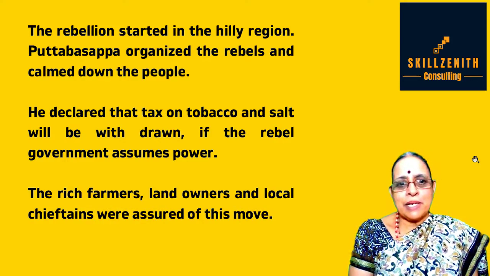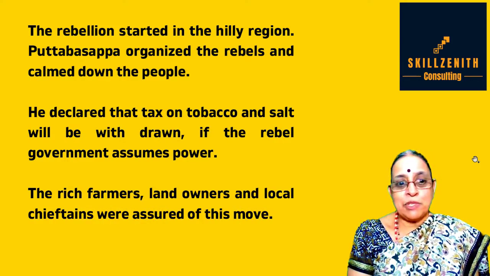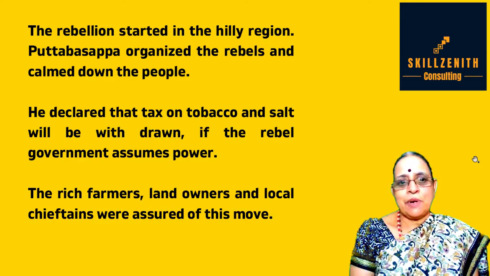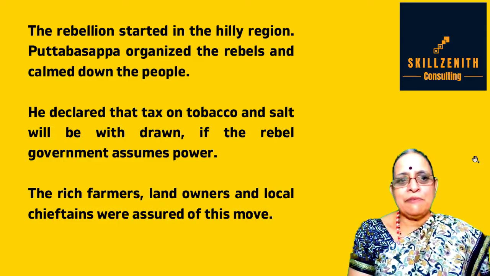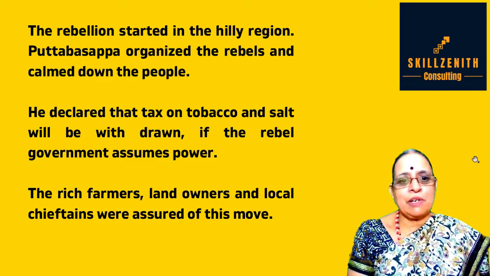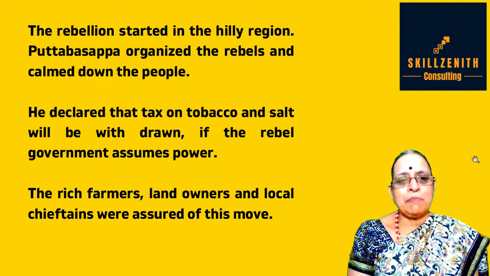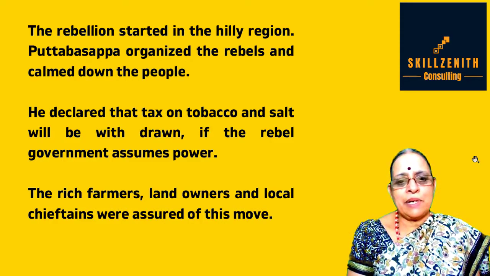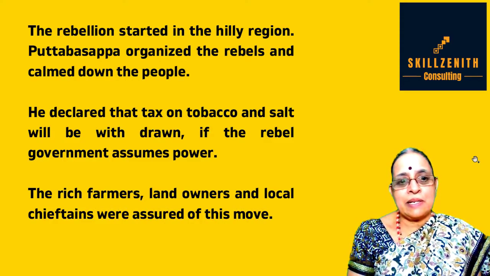So what did he do? He said, especially to the traders, farmers and local chiefs, that if he becomes the leader or if the rebel government comes to power, the tax on tobacco and salt will be removed. Now some of the people like farmers, landowners and local people were attracted by his offer.